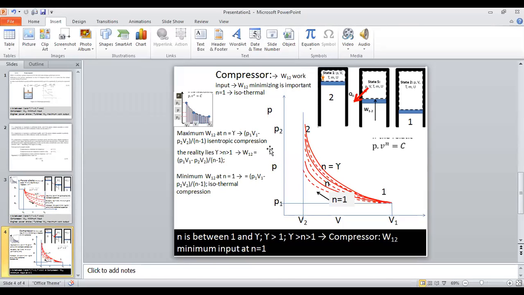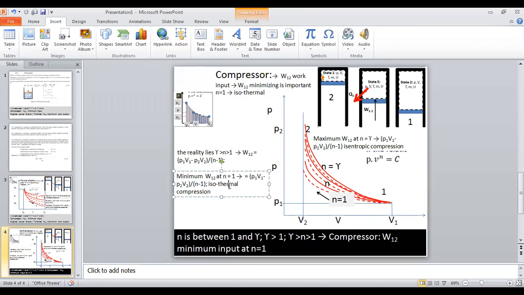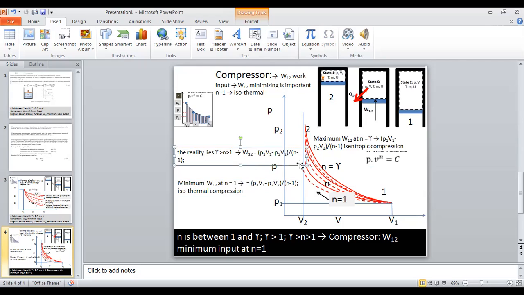So if I try to rearrange this, maximum work, PV^n, I will put it here. The minimum work is here. The reality is in between. Anything can be.